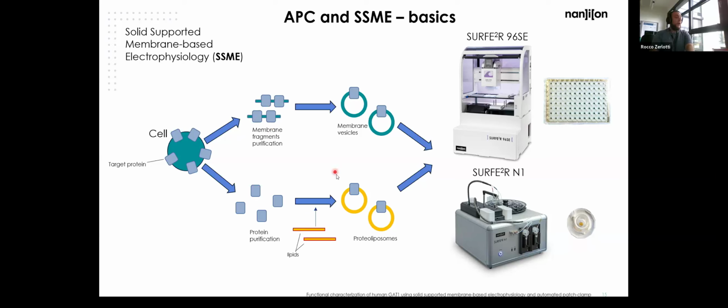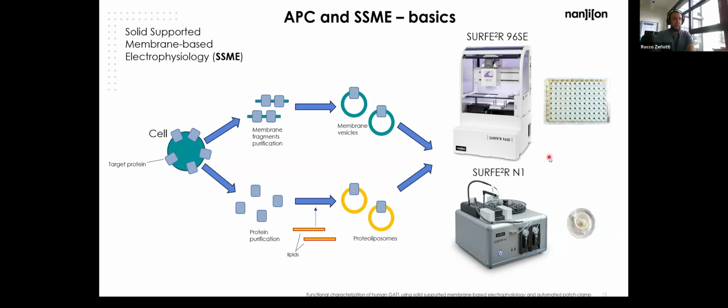Or we can, again, break the cell, then purify the whole protein, add lipids, and in this case, we will have the lipid reconstitute with the protein in a vesicular structure that is called proteoliposome. So the difference between these two is that in this case, we still have some of the native proteins that are present on the cellular membrane, while in this case, the protein is pure. So we will have just our protein on lipids. Either way, we can use solid supported membrane electrophysiology to measure this kind of sample.